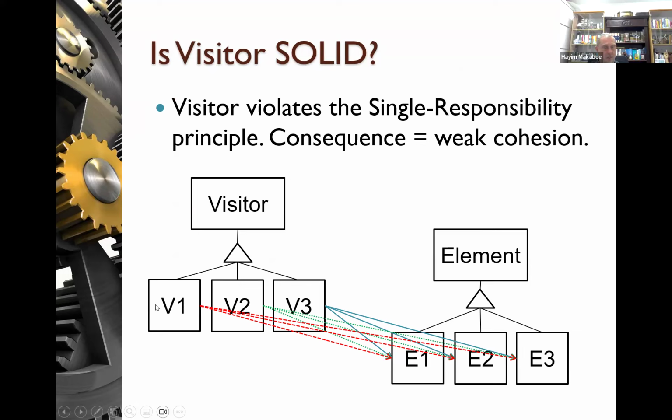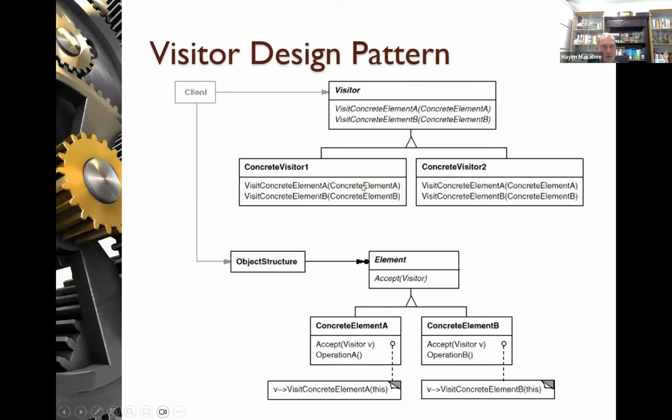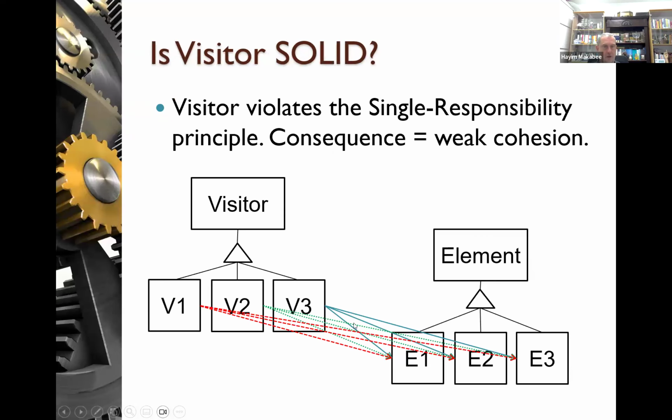So the visitor must know all the elements. Each visitor must know all the elements. You see? This visitor knows elements A and B, and this visitor knows elements A and B. So each visitor must know all the elements, okay?